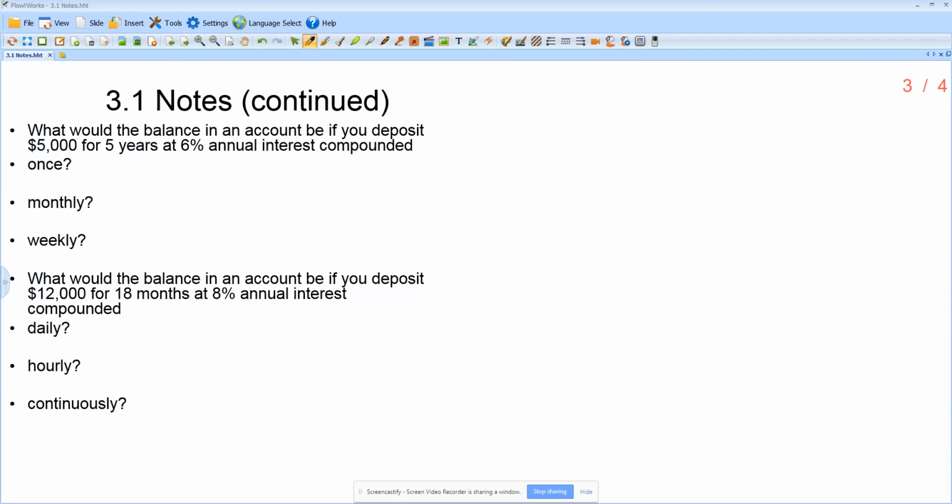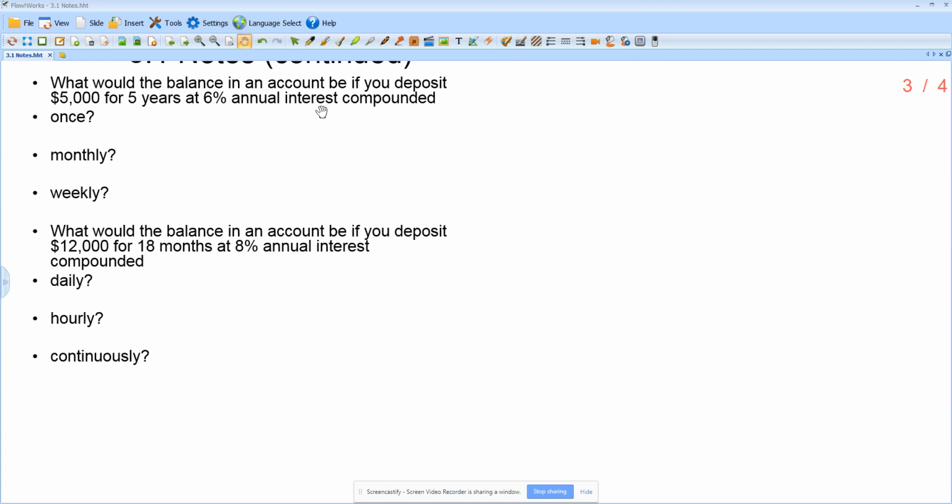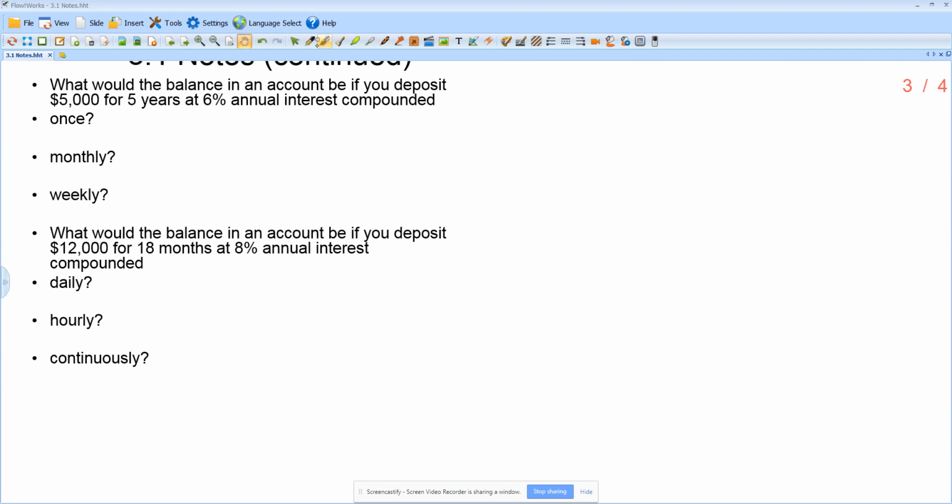So doing some of these growth decay scenarios. What would the balance be in an account if you were to deposit $5,000 for 5 years at 6% interest rate, compounded, and then I'm going to give a couple different numbers of times. So first, the initial amount that you're putting in, the principal, is $5,000. The time you're putting it in for is 5 years. The rate needs to be as a decimal, so it's going to be 0.06.